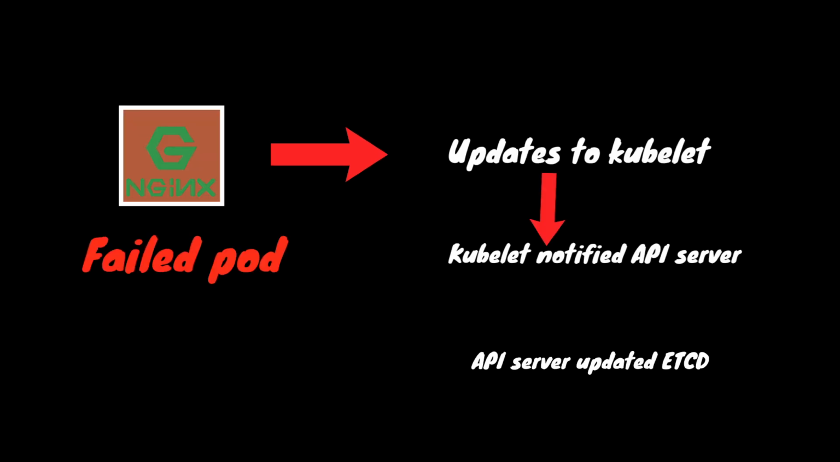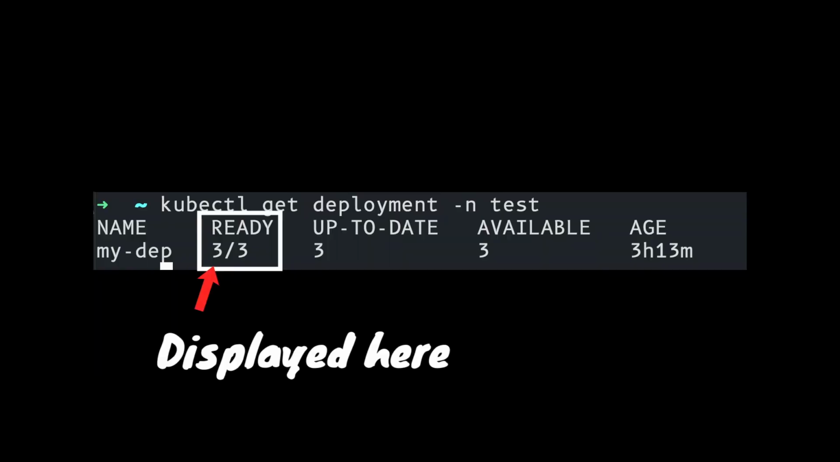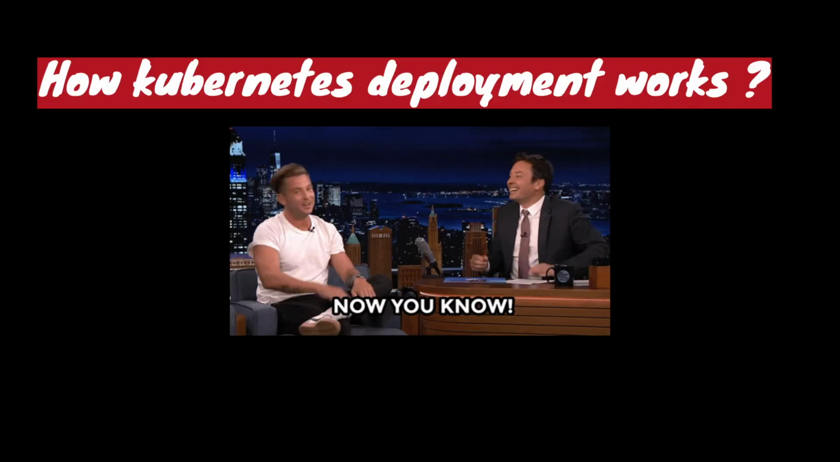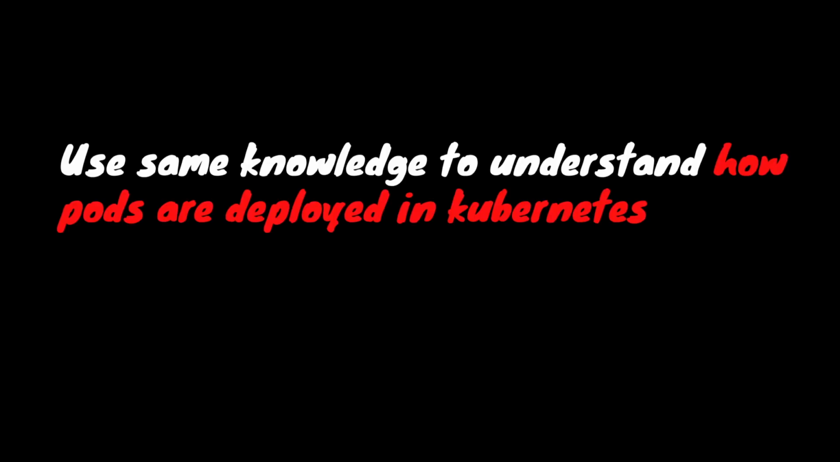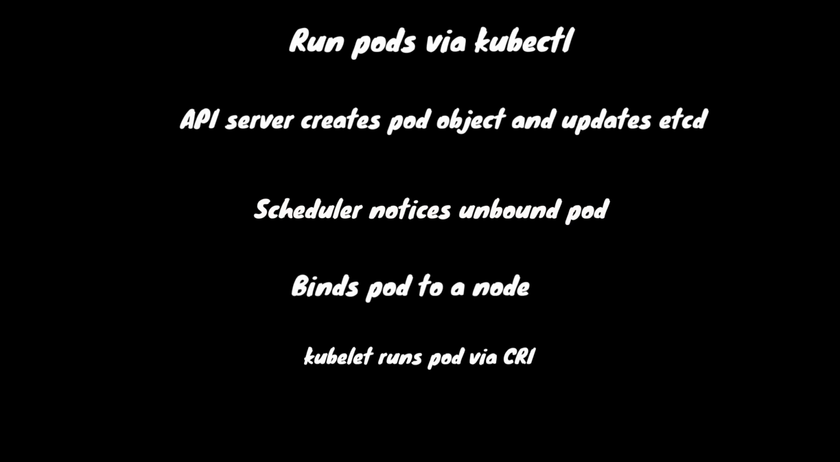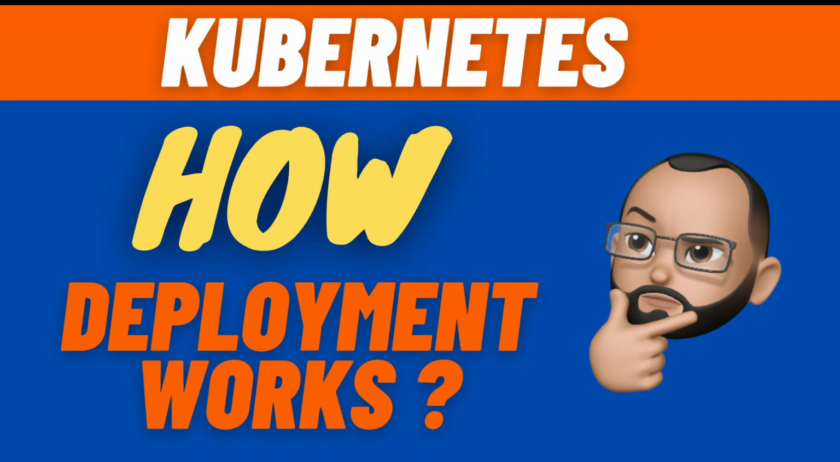If the pod fails, then the status is updated in etcd again and shown in the ready tab of the deployment, which can be used as an entry point to investigate further why the pod failed. So that's it. Now you know how Kubernetes creates a deployment. You can use the same knowledge to relate how pods are deployed in Kubernetes when you run kubectl run. If you create a pod, the scheduler notices that change and assigns the pod to a node, and the same process is repeated. So that's all for this video.